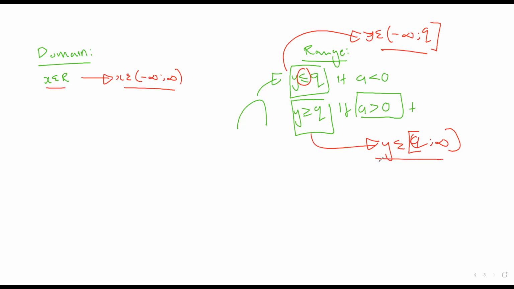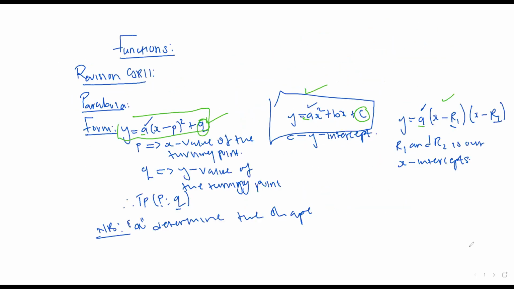Again, let's go back and revise these things. Very simple. What is happening is that our parabola has 3 forms: this form, the standard form, and that form. In this form, our P represents the x value of the turning point. Our Q represents the y value of the turning point, meaning our turning point is always given by P and Q, P the x value and Q the y value. And this A determines the shape of the parabola.